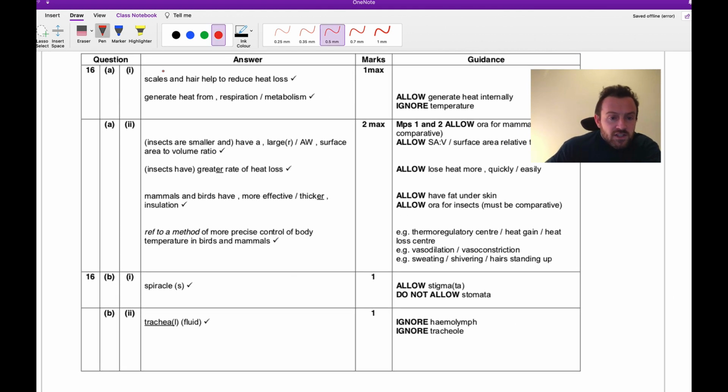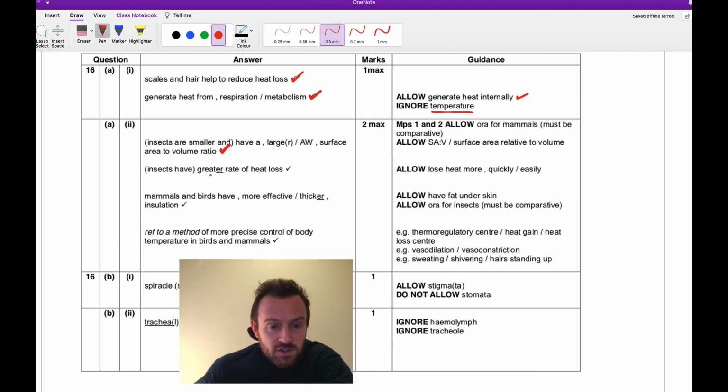Okay, so they generate heat from respiration metabolism. This is what I said. Also, the scales and hair help to reduce heat loss. Allow, they generate heat internally. Ignore, they don't generate temperature internally, because temperature and heat are not the same thing. So for the second part, they are smaller and have a large surface area to volume ratio. That's what they wanted us to say. So they have a greater rate of heat loss. You've got to say greater, notice that there, greater rate of heat loss.